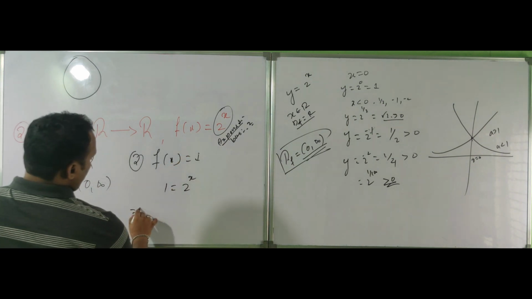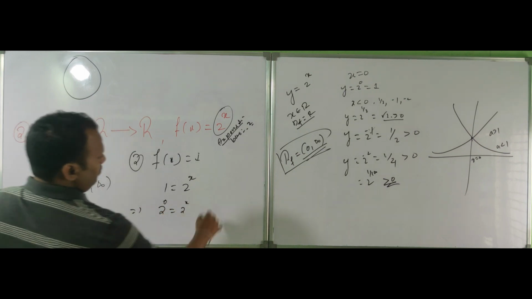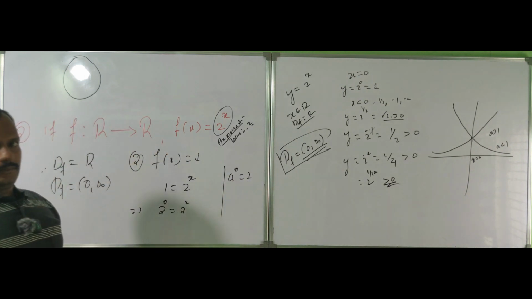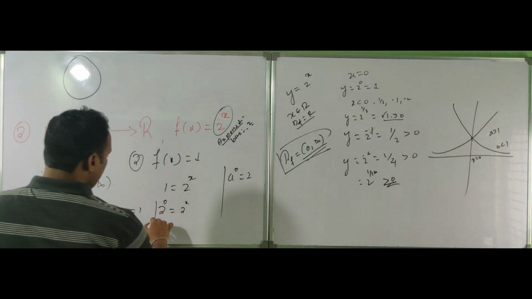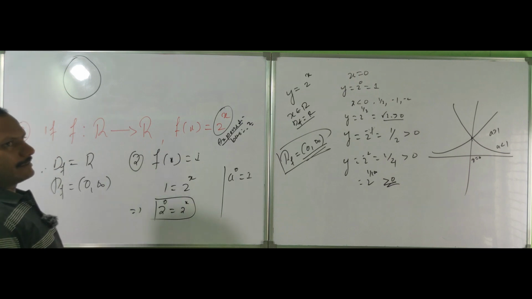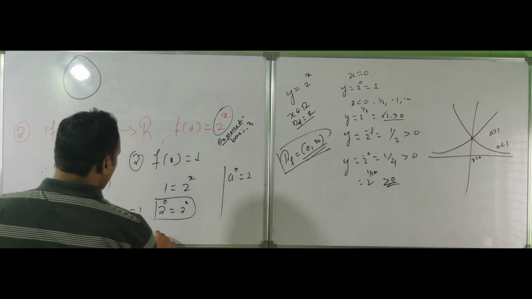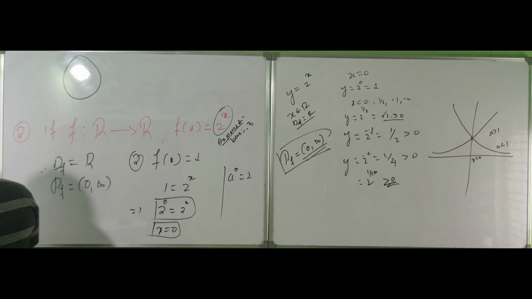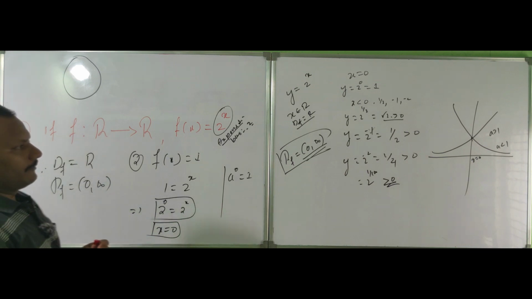So here, you can write 2 to the power 0 is equal to 2 to the power x, because any number to the power 0 gives the value 1 only. Mathematical identity. Therefore, the base is the same, so their corresponding exponents will be the same. Therefore, x is equal to 0. Yes. Then again, prove that f of x plus y is equal to f of x into f of y.